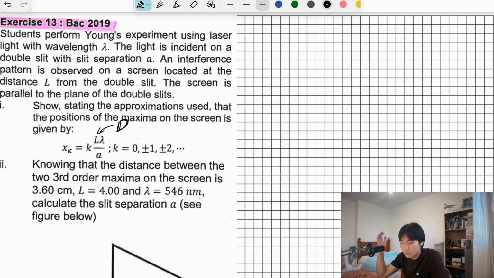And as I always told you, step 0, read the question. A student performed Young's experiment using laser light with wavelength lambda. The light is incident on a double slit with slit separation A. An interference pattern is observed on a screen located at a distance L from the double slit. The screen is parallel to the plane of the double slits.